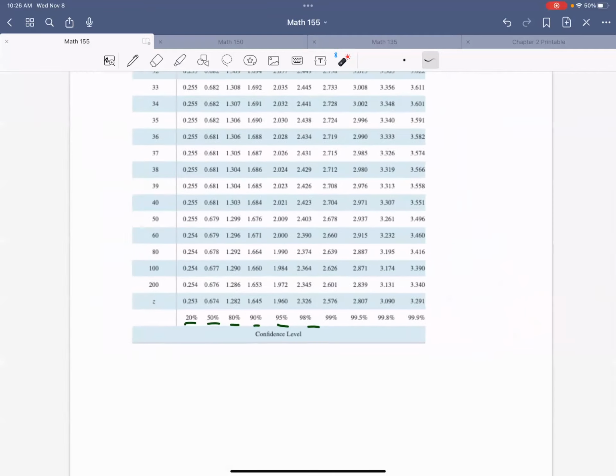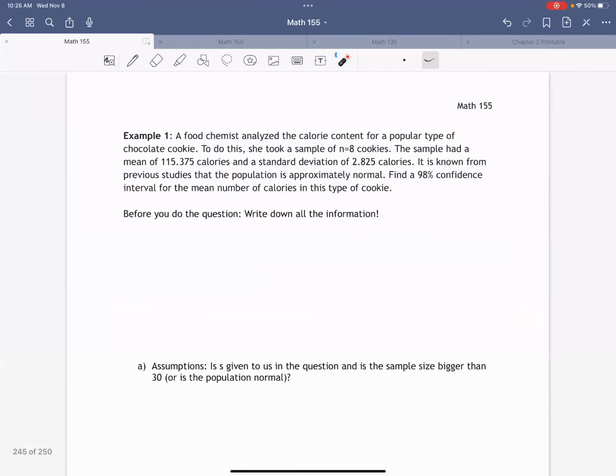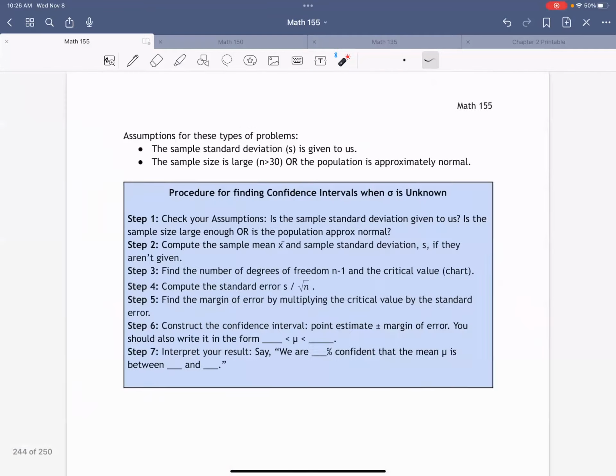How about this? Why don't you try example number 4? I'll give you like 30 seconds to work on that one, and then we'll come back.